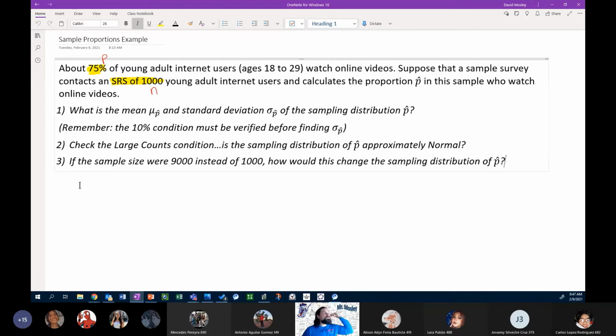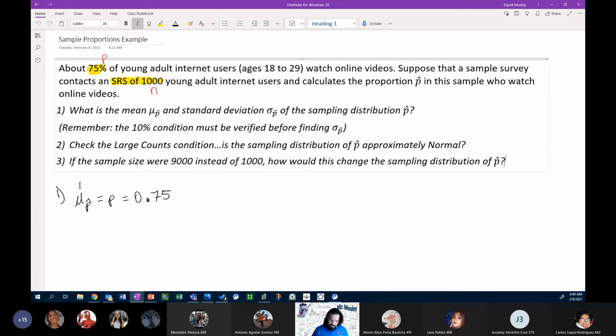So we have to calculate number one. What's the mean? Well, the mean is the easier one to do. The mean of p hat is equal to p, which is equal to 0.75. That's it. That's the whole calculation. So the mean is that one.